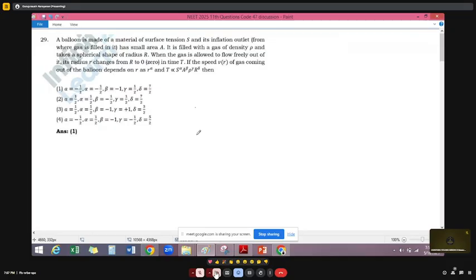A balloon is made of a material of surface tension, yes, and its inflation outlet, from where the gas is filled in, has a small area A. It is filled with a gas of density rho. So that means surface tension here is yes. There is an outlet here which is having an area A, meaning the air will go out through this. It takes a spherical shape of radius R.